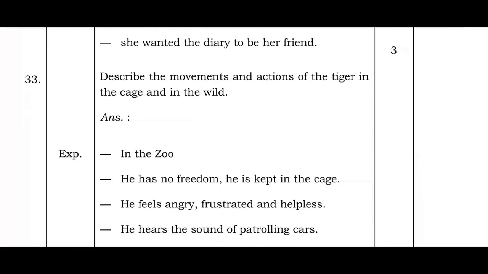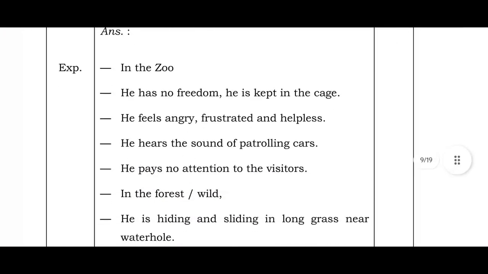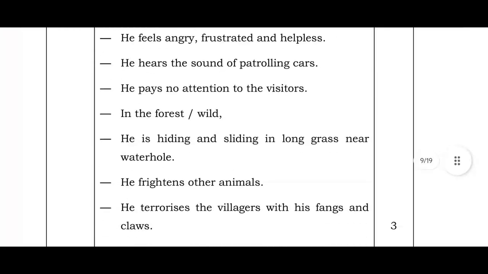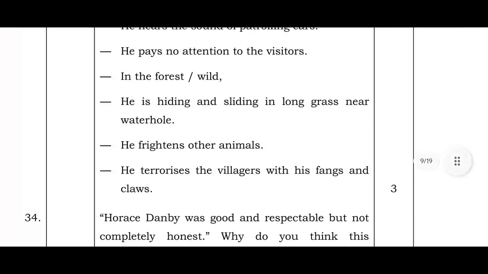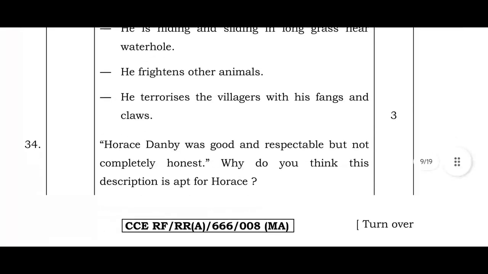Describe the movements and actions of the tiger in the cage and in the wild. In the zoo, he has no freedom. He is kept in the cage. He feels angry, frustrated, and helpless. He hears the sound of patrolling cars. He pays no attention to the visitors. In the forest or wild, he is hiding and sliding in the long grass near the waterhole. He frightens other animals. He terrorizes the villagers with his fangs and claws.